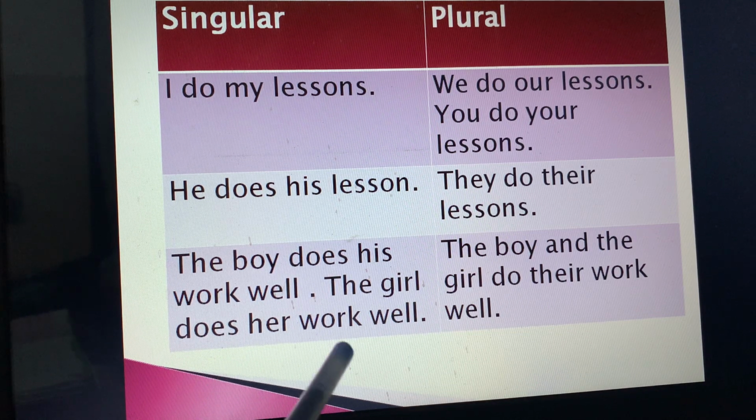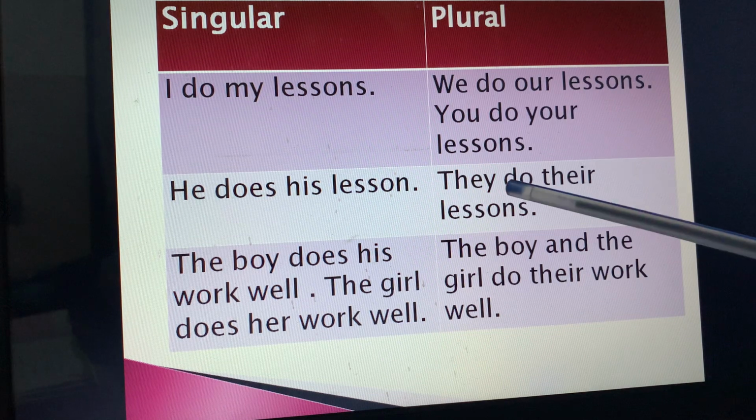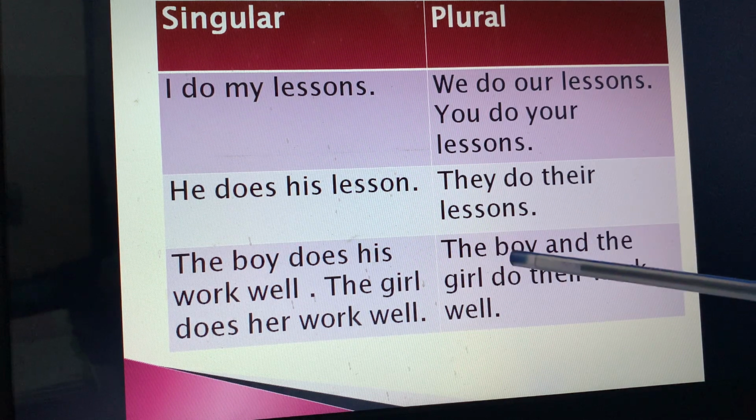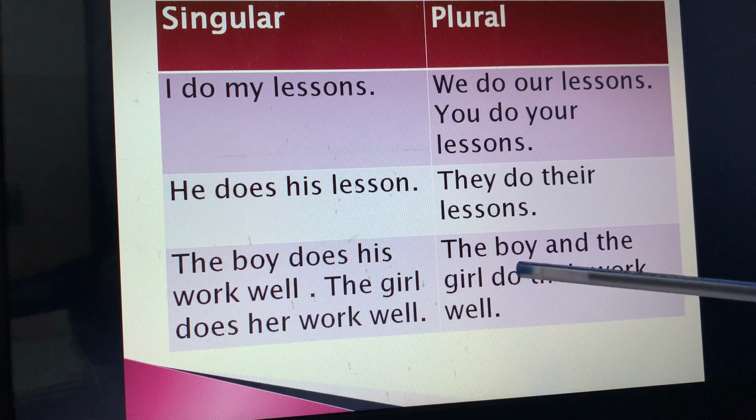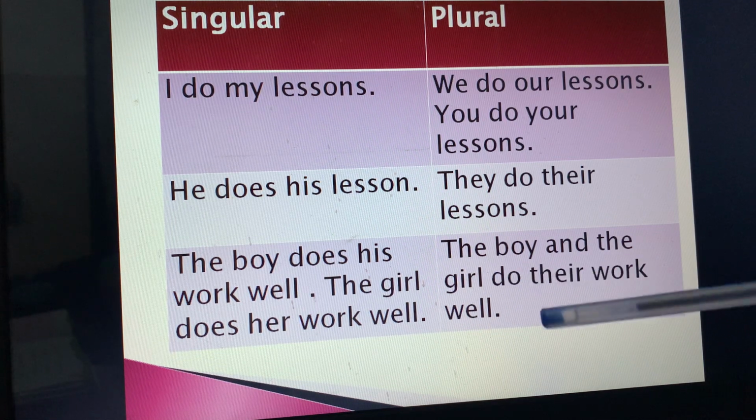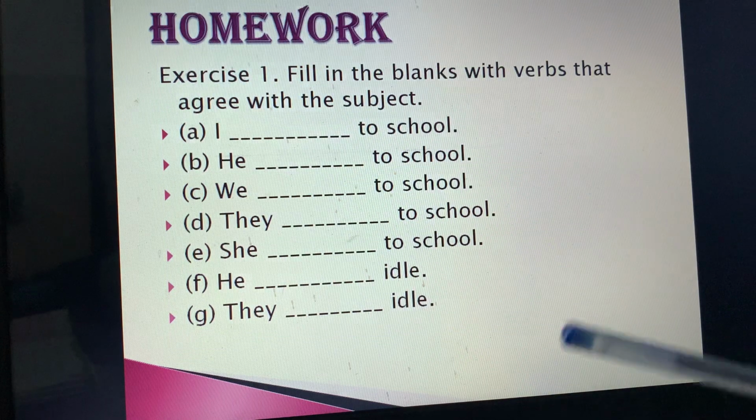Singular does, plural do. With singular noun and pronoun we use does. With plural nouns and pronoun we use do. We do our lessons, you do your lesson, they do their lessons. The boy and the girl do their work well. The boy and the girl, they are two persons, two nouns, fine?